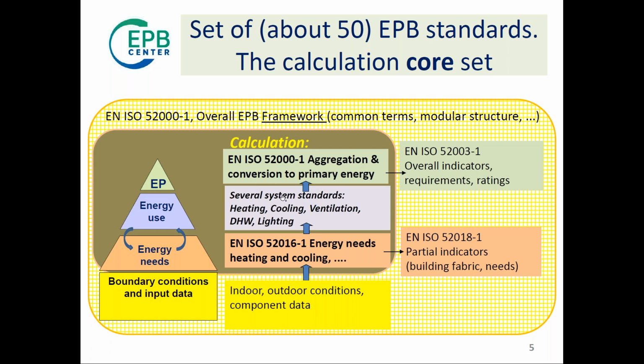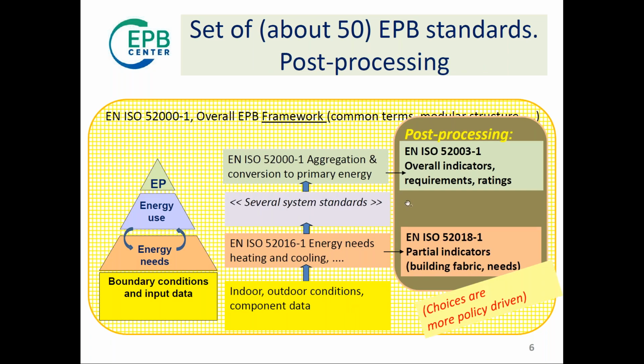That is the core for the calculation, and then we also have a few post-processing standards. If you have the overall energy performance or the overall energy needs for the building, then you would like to convert that into overall indicators or into an energy performance rating. Or at the building fabric level, on the building needs level, you would like to have an indicator for the energy needs or for the quality of the fabric of the building. That's covered in these two separate standards. And why are these separate standards not integrated in the calculation of the needs and in the overall energy performance? That's because the choices on this level are more policy driven. So it's more convenient to give the choice to consider these standards separately.